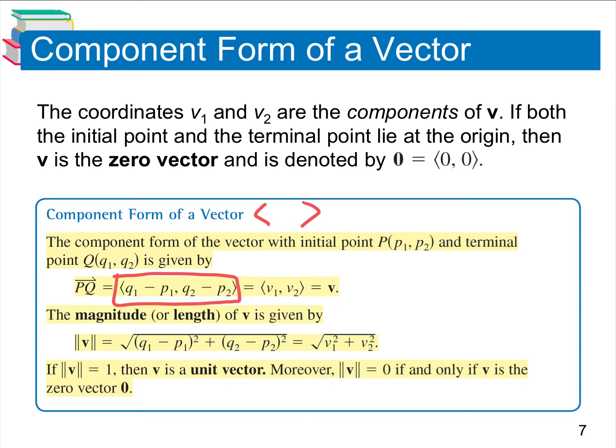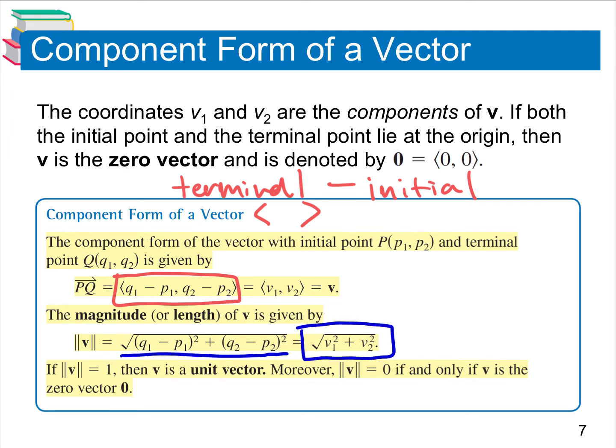We always subtract terminal minus initial. So it's always terminal minus initial. And then to find the magnitude, we use our distance formula, which is what we've been doing. But once you have component form, you can just square the first one and square the second one and add them together, and take the square root, and that's your magnitude.